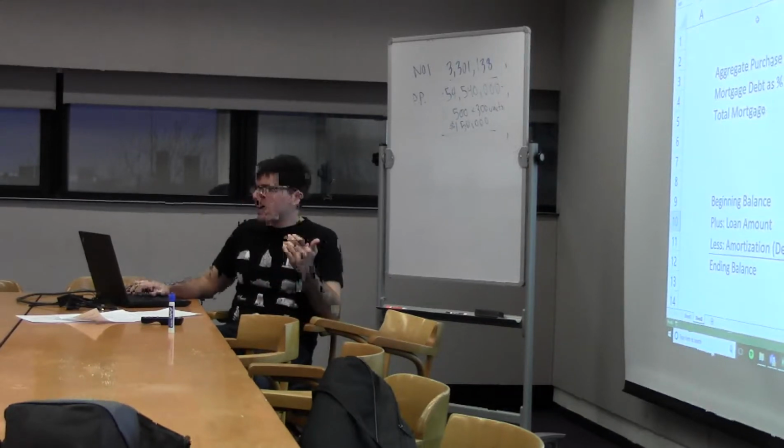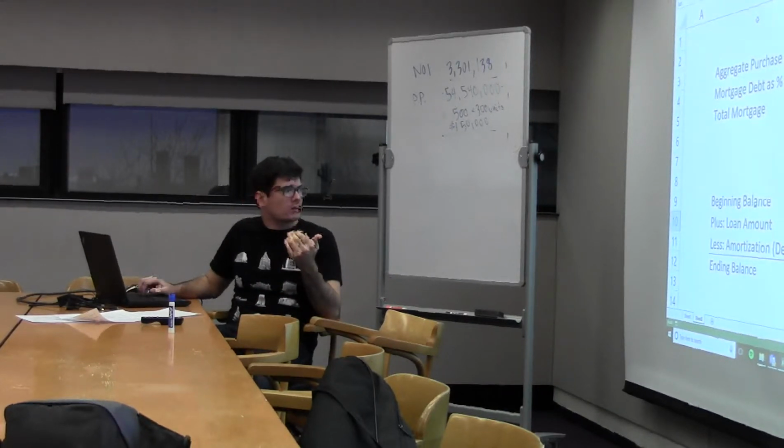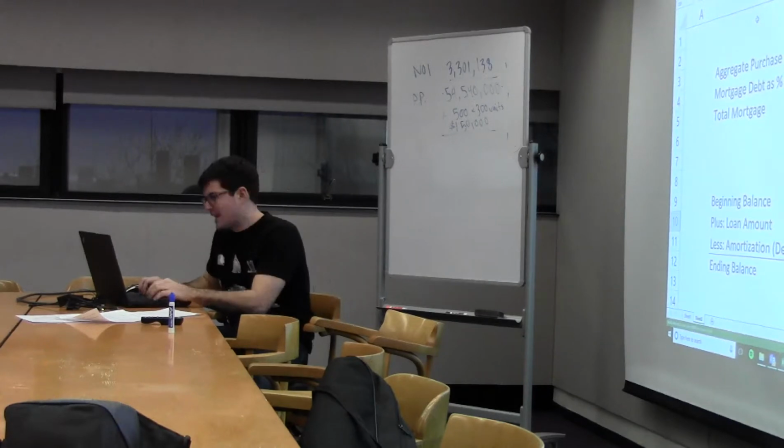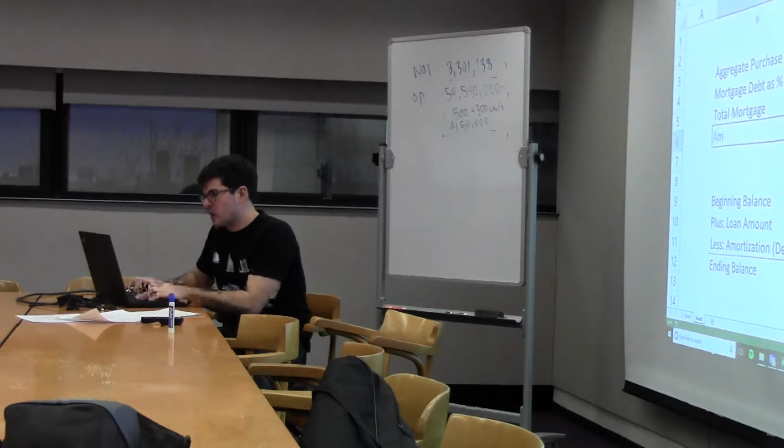In year 1, we don't take out any additional debt, so this amount is 0. We're not adding anything. However, we said that annual pay down percent of total mortgage is 3%.